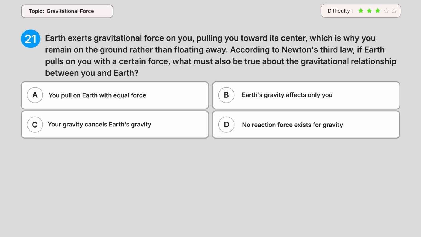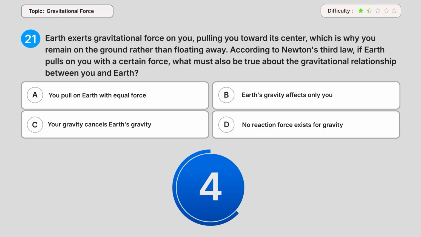A. You pull on Earth with equal force. B. Earth's gravity affects only you. C. Your gravity cancels Earth's gravity. D. No reaction force exists for gravity. What do you think is the answer?